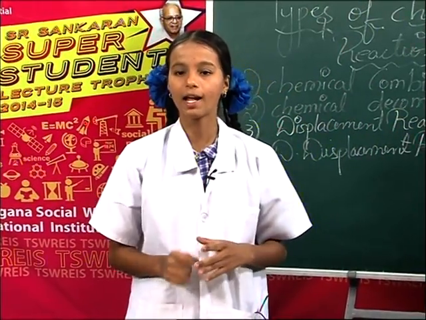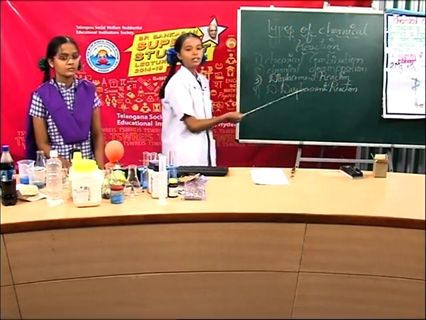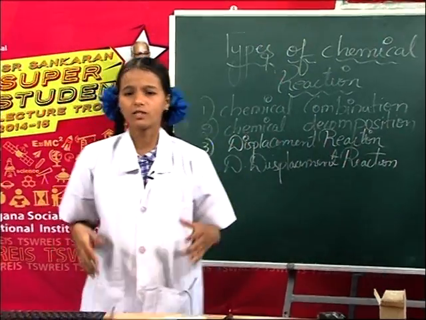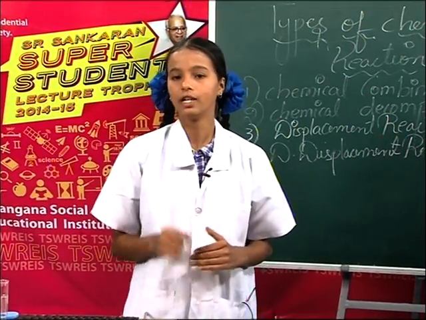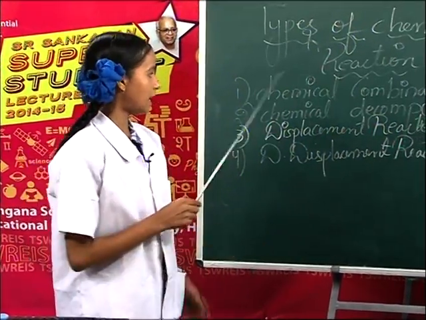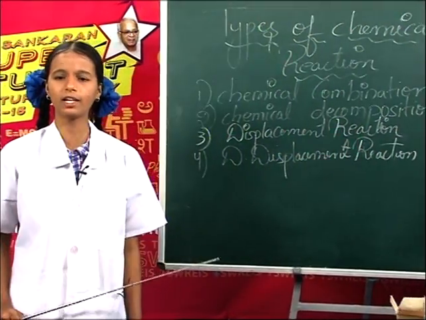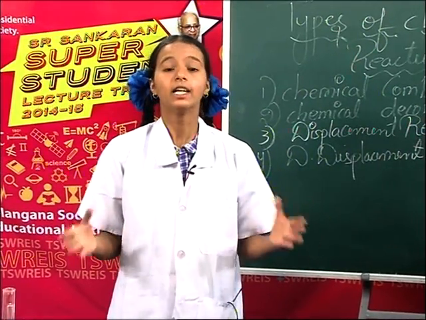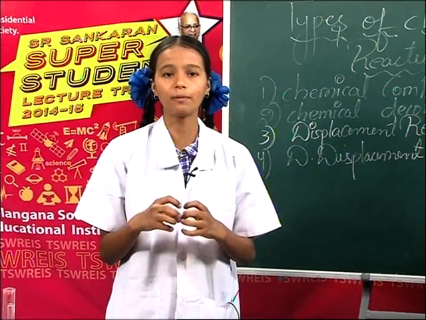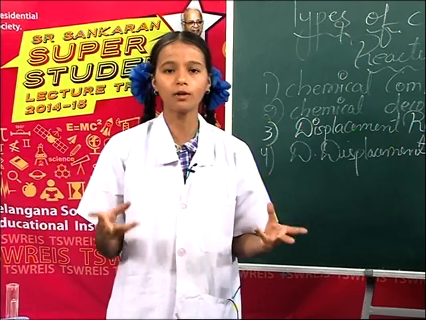Are you interested? As Tswreis, let's go to another chemical reaction. What is that? The second one is chemical decomposition. Tswreis, are you interested to learn about chemical decomposition reaction? Good. So let us learn about chemical decomposition reaction. What is meant by chemical decomposition reaction? In this reaction the compound will be split into two or more simpler substances. This is called a chemical decomposition reaction.